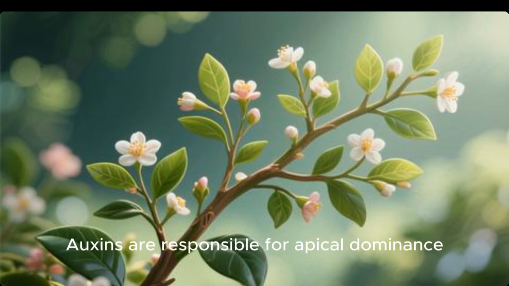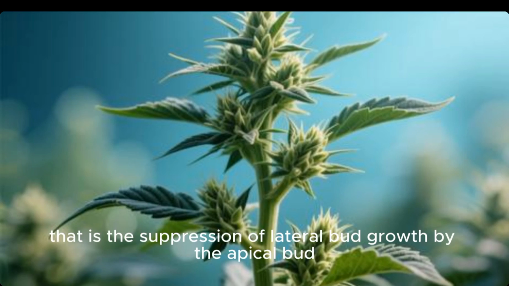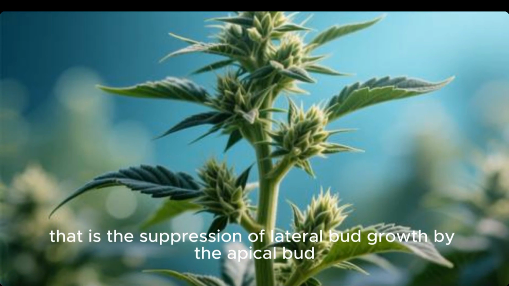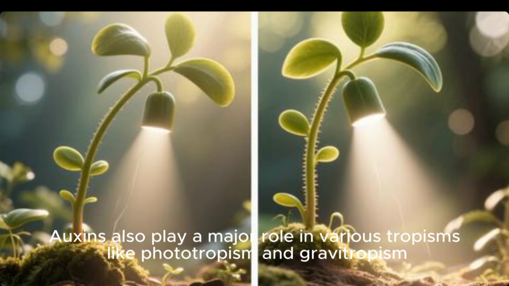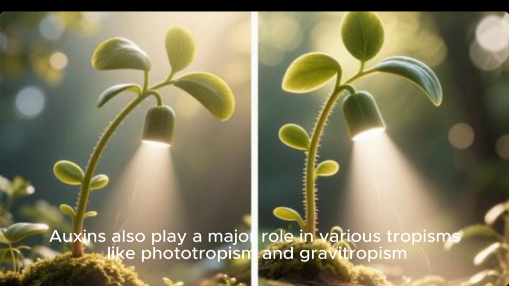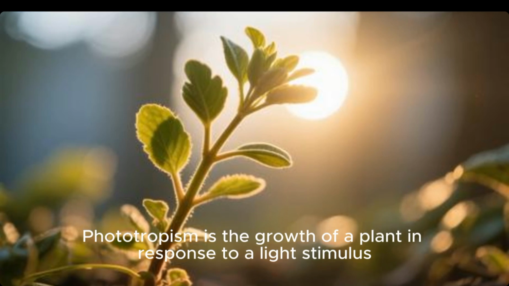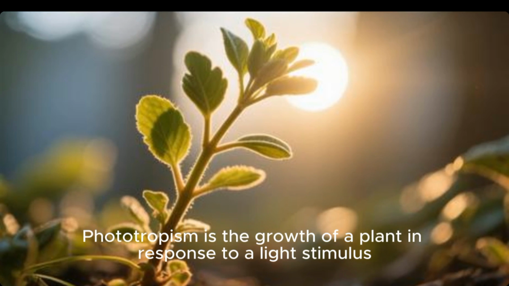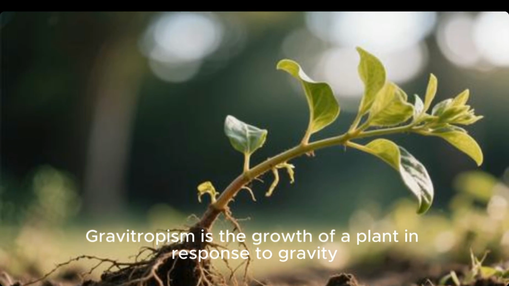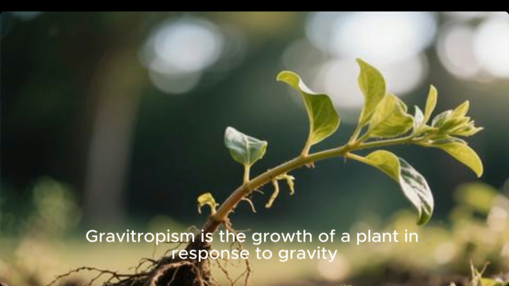Auxins are responsible for apical dominance, that is, the suppression of lateral bud growth by the apical bud. Auxins also play a major role in various tropisms like phototropism and gravitropism. Phototropism is the growth of a plant in response to a light stimulus. Gravitropism is the growth of a plant in response to gravity.